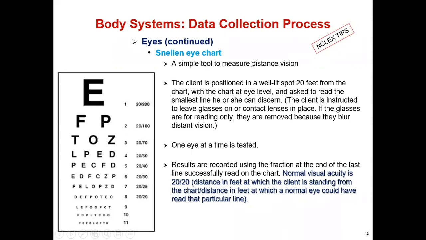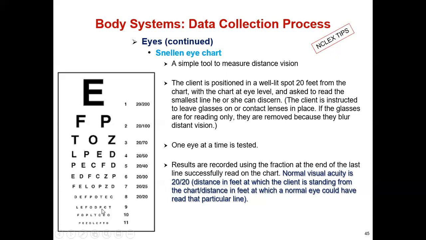NCLEX board asks the question, for visual acuity, what chart do you use? We use the Snellen chart. The client is positioned at a well-fit distance, within 20 feet from the chart, with the chart at eye level, and asked to read the smallest line he or she can. So you ask the patient to read the smallest line, like this one.